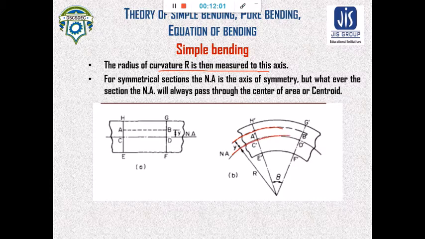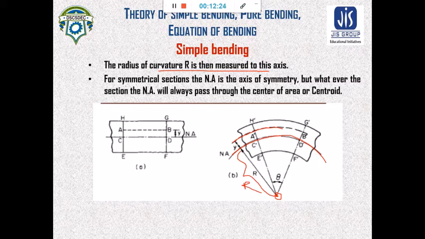Now the definition of radius of curvature is the distance between the center point of the curve, or center point of the bending, to the neutral axis. So now this is our radius of curvature, or R.